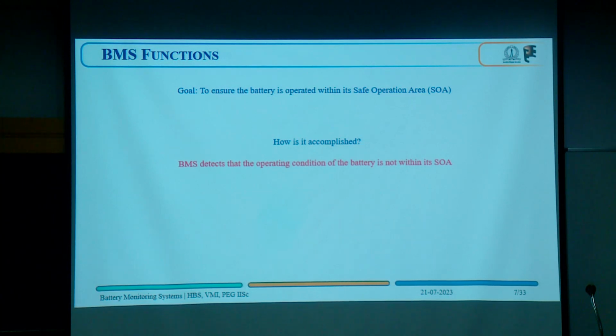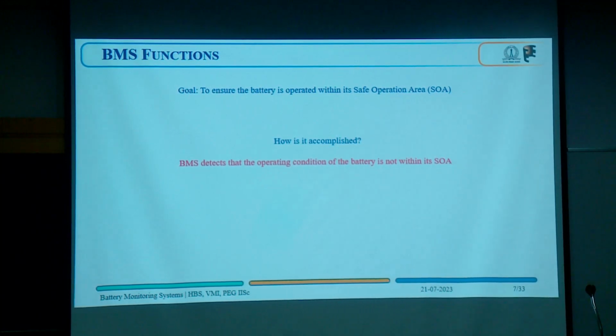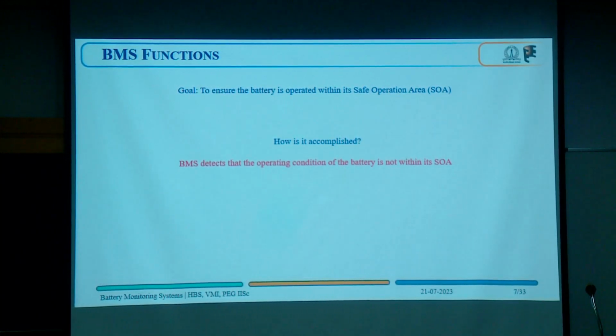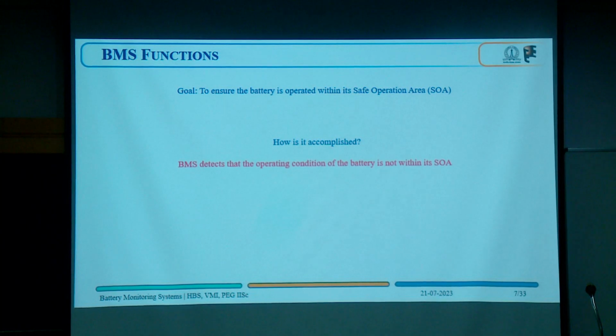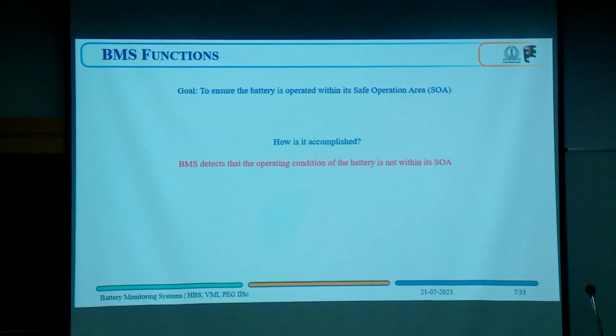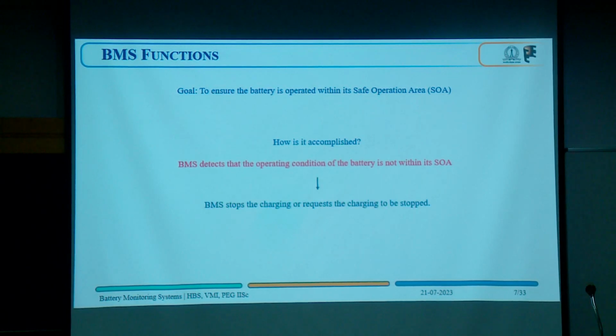So there are two ways a BMS can act once it detects an abnormality. It can send a signal through any communication protocol to the charger that says stop charging, the battery is in danger. Or it can itself act and open a contactor or a relay so that it can disconnect itself from the charger. So these are two ways in which the BMS can protect the battery once it detects any abnormality. BMS stops the charging or requests the charging to be stopped.